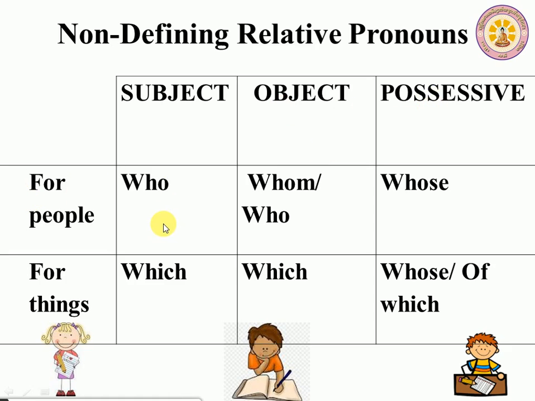So for people we use who for the subject, and whom or who for the object. For possessive we use whose. For things we use which for the subject. For the object we also use which. For possessive we use whose or of which.